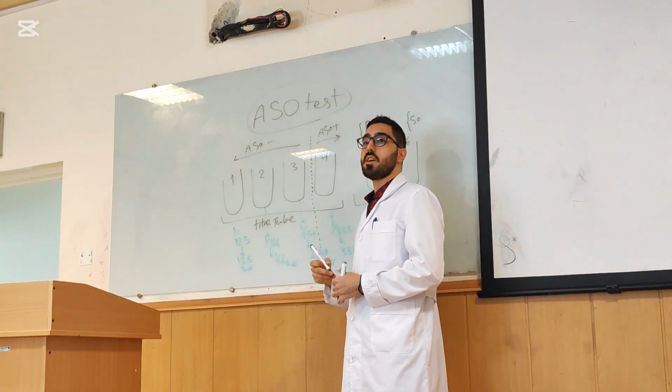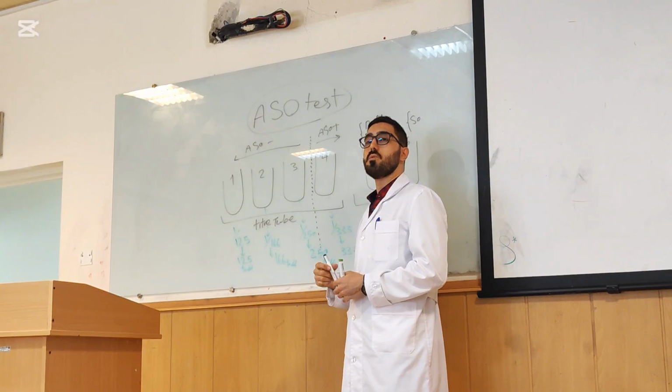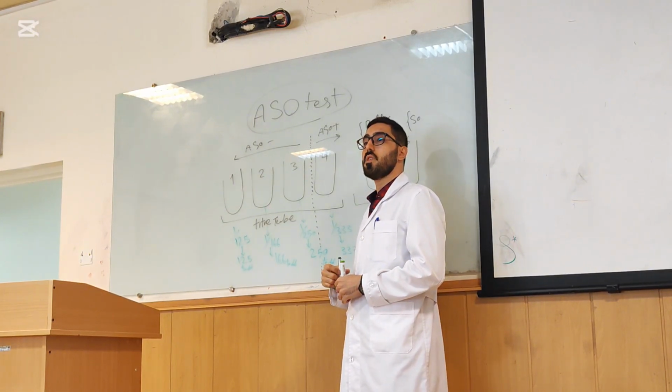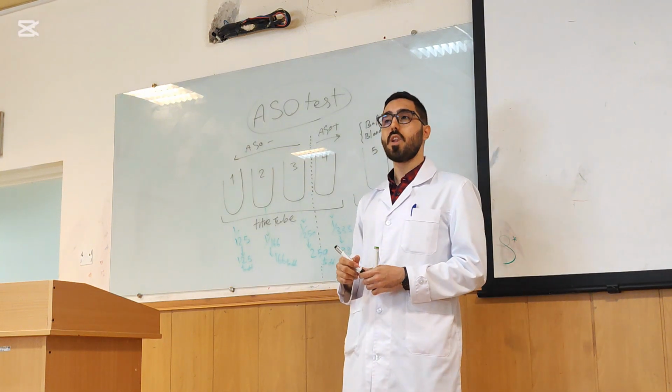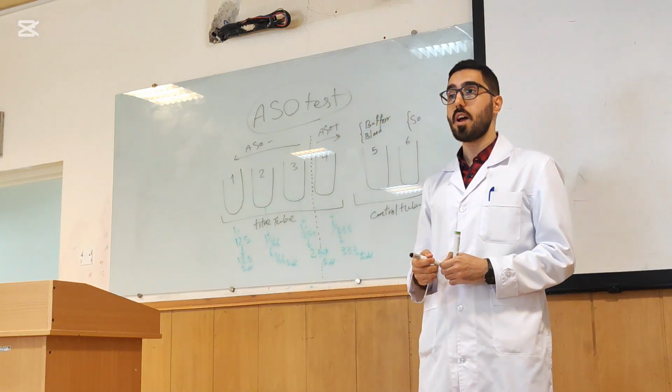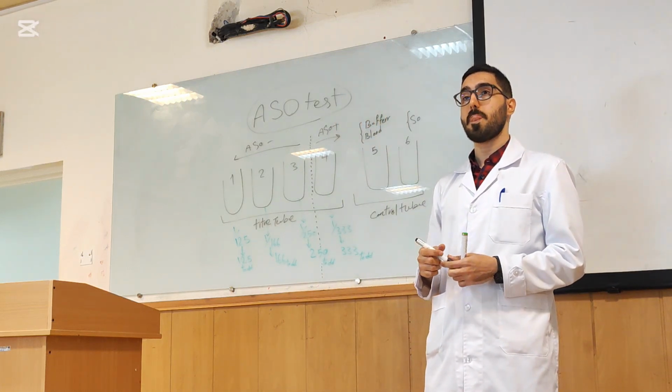In the ASO test, you look for the last tube with lysis. If you don't have antibody, then the streptolysin O will lyse the red blood cells. If we have antibody, look for no lysis. The last tube with no lysis. If it's lysis, it's not a patient, it's healthy.